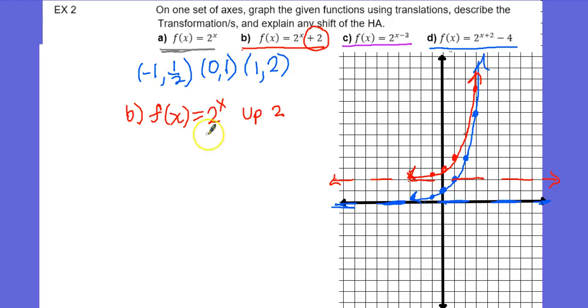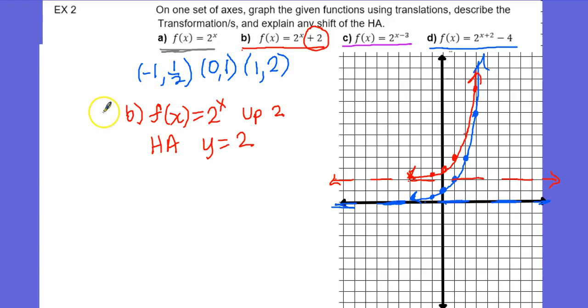And so we described the transformation. We said we took the base function and pushed it up 2. And now it says explain any shift of the horizontal asymptote. The horizontal asymptote is now, instead of y equals 0, it's y equals 2. Because we shifted it up 2 from y equals 0.